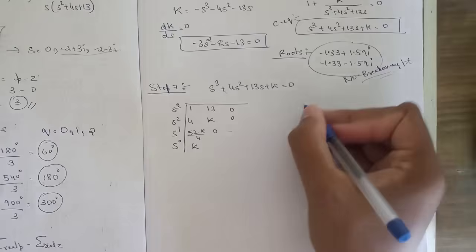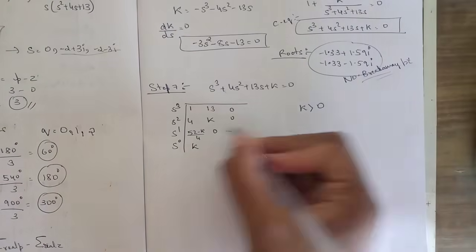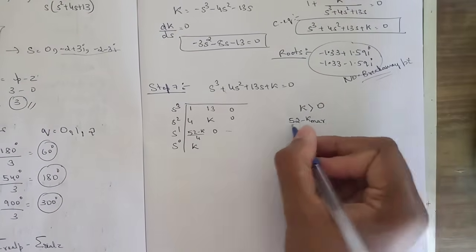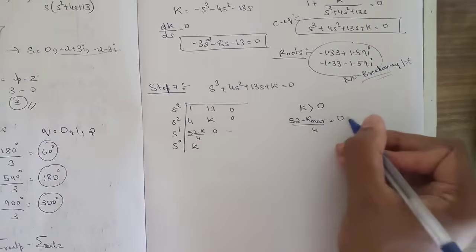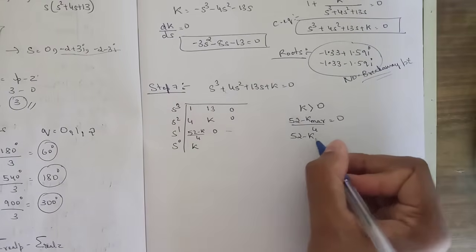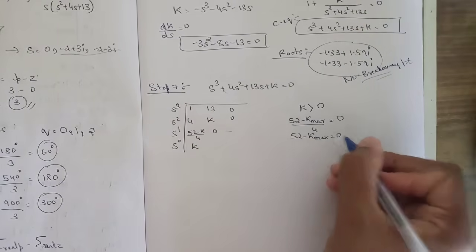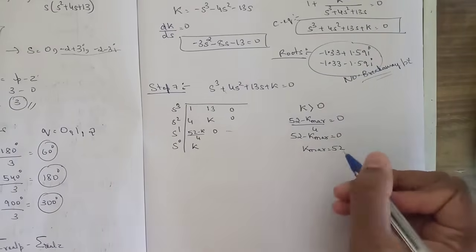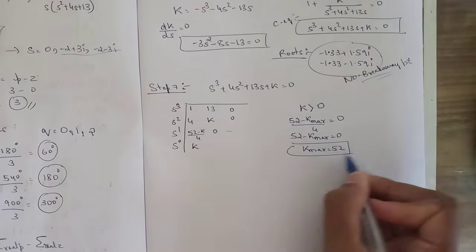Okay, so now k greater than 0, so that's why the above element, that is (52 minus k_marginal) divided by 4, would be equal to 0. If you bring this 4 over and multiply with 0, that's again equal to 0. So 52 minus k_marginal equal to 0. Therefore our k_marginal value we are obtaining is 52. Okay, so this is the marginal value of k.